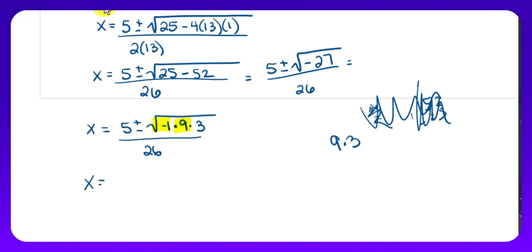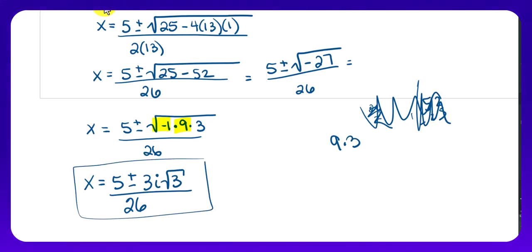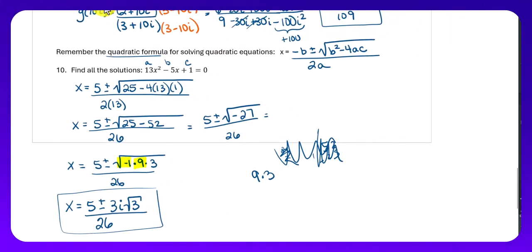So the answer here is 5 plus or minus, square root of 9 was 3, i times the square root of 3. I don't like putting the i on the back end because I don't want it to look like it's under the radical. And both of these are over 26. Now, there are two solutions to this quadratic, but they are both complex numbers. One is 5 plus 3i root 3 over 26, and the other one is 5 minus 3i root 3 over 26. So now we can manage and work with getting negatives underneath square roots.